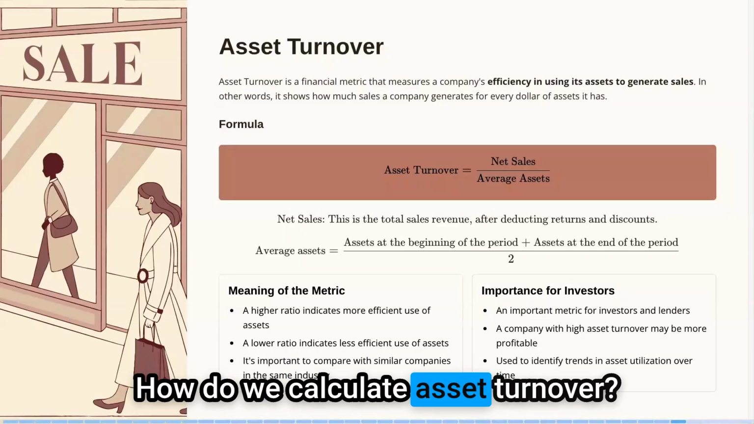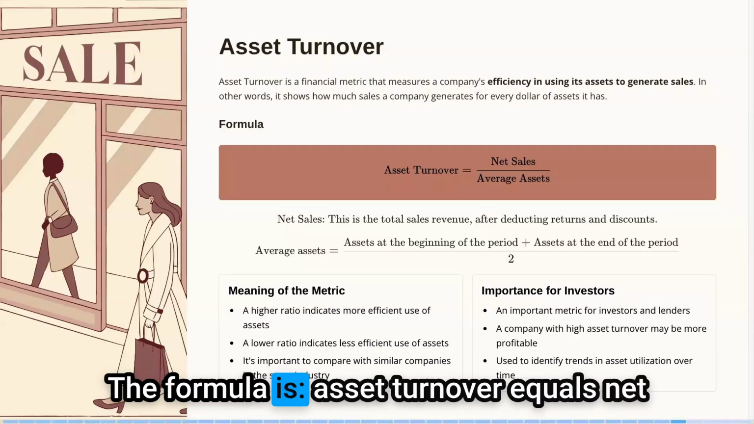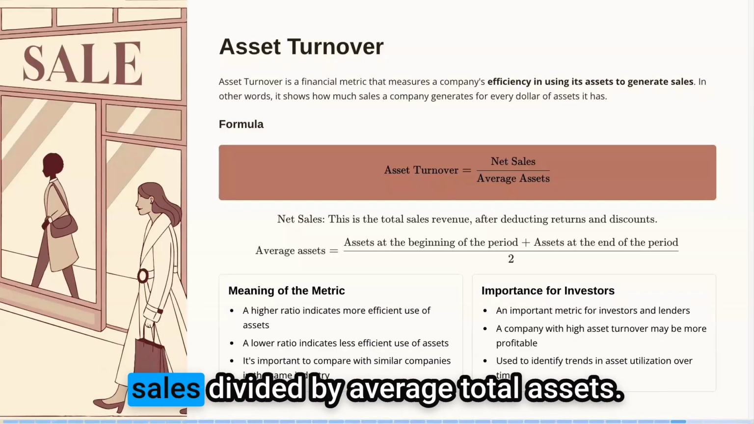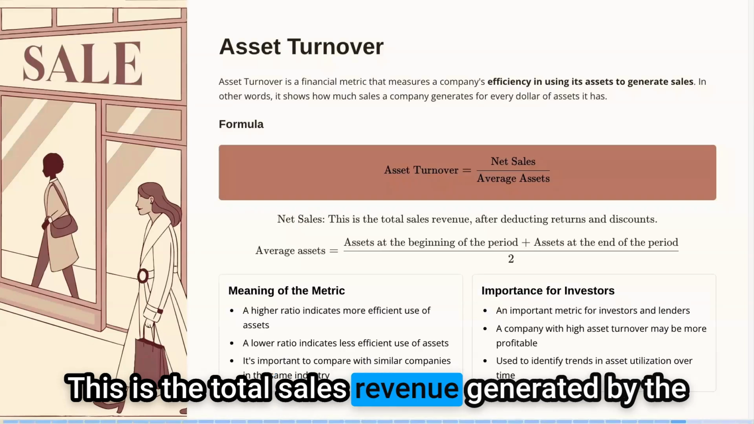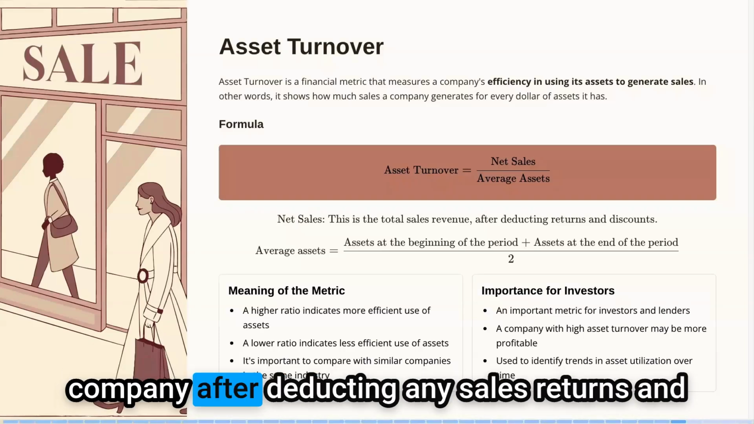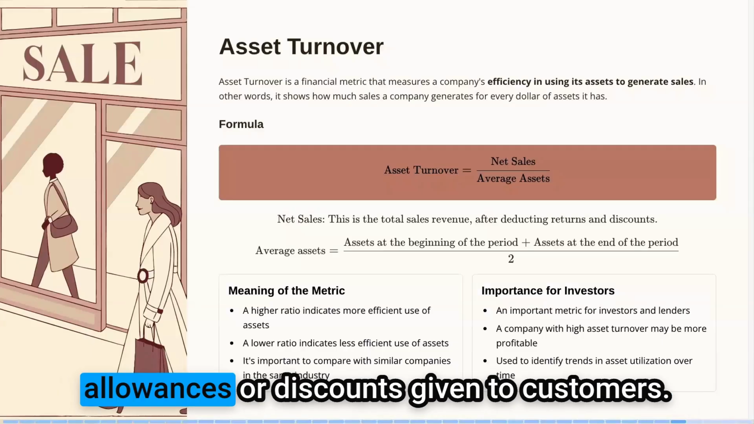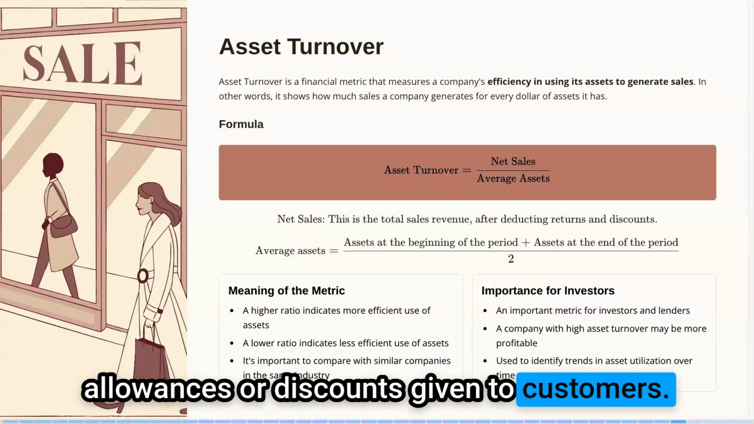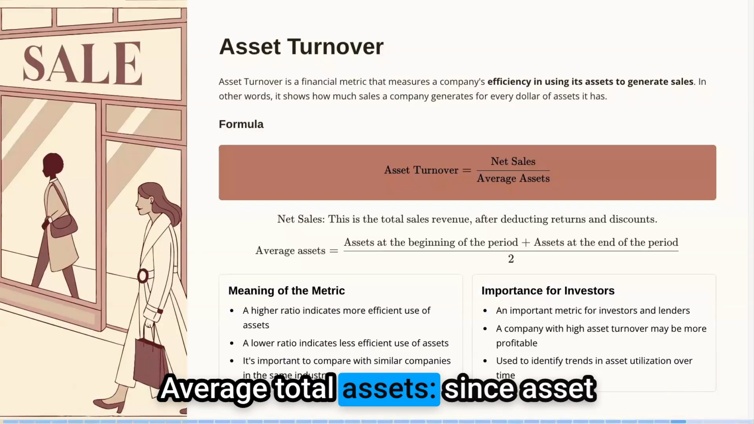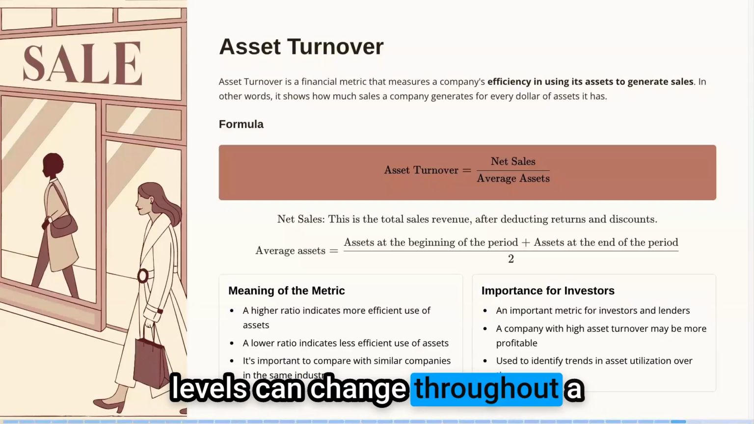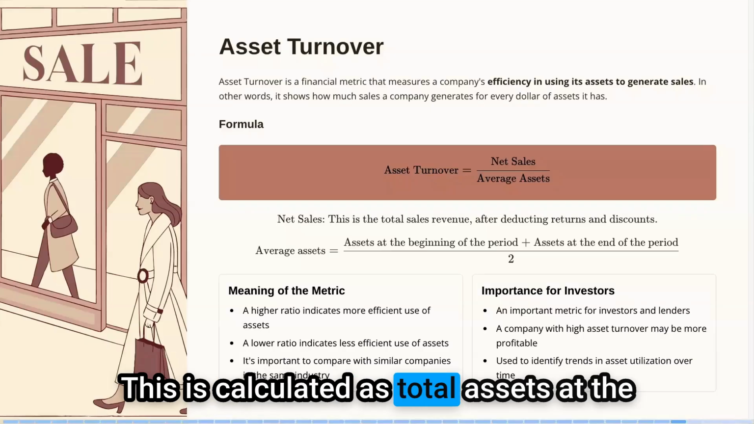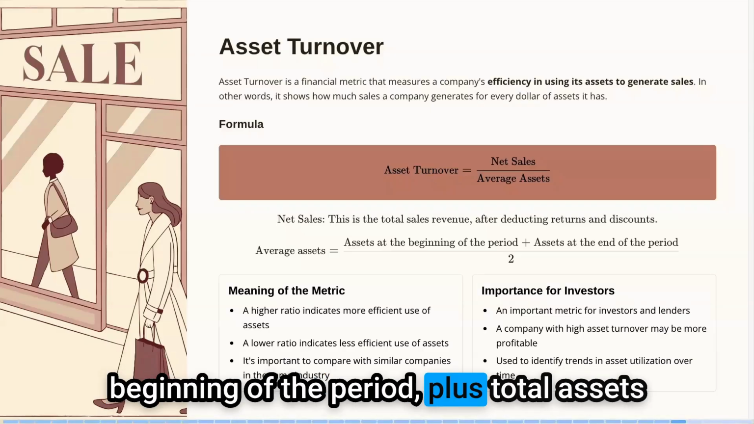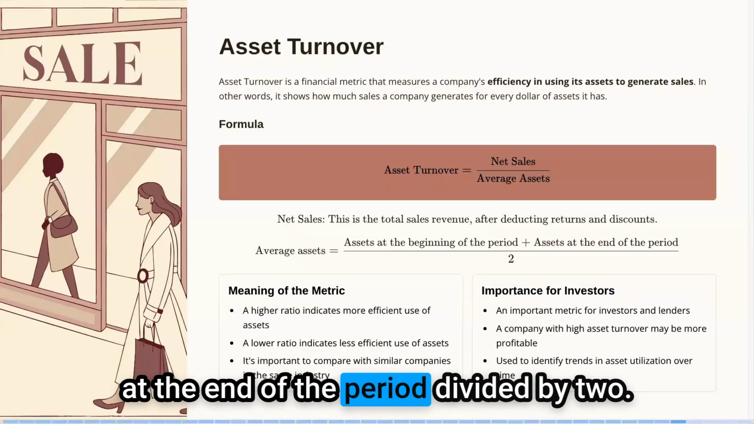How do we calculate asset turnover? The formula is asset turnover equals net sales divided by average total assets. Let's define those terms. Net sales, this is the total sales revenue generated by the company after deducting any sales returns and allowances or discounts given to customers. Average total assets. Since asset levels can change throughout a period, we usually use an average. This is calculated as total assets at the beginning of the period plus total assets at the end of the period divided by 2.